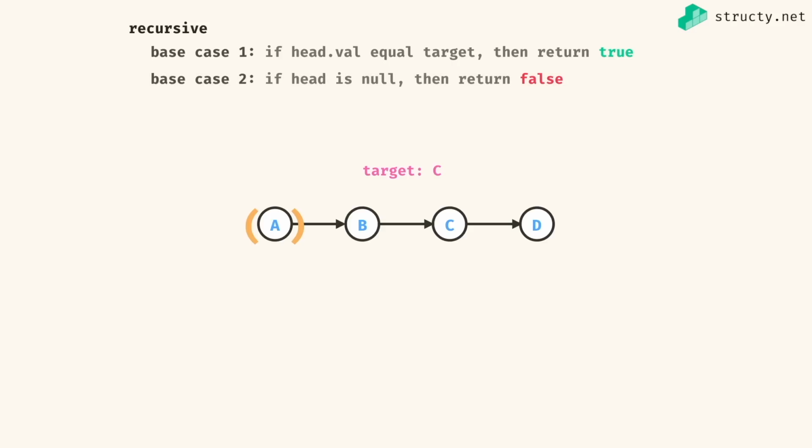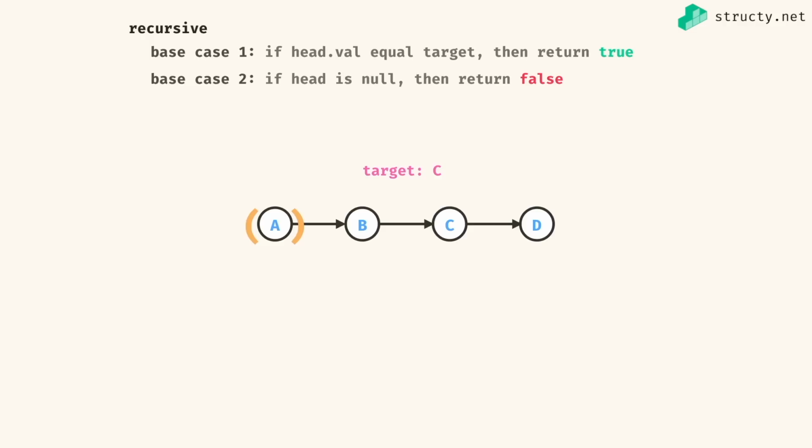What I always try to do with my recursive code is to think about my base cases as if they're their own valid inputs. So in particular for base case number 2, if head is null, then that represents the empty linked list. If my linked list is empty, then I can return false because I definitely can't find the target within an empty linked list.